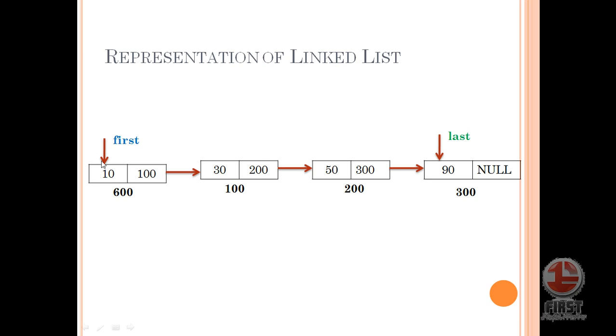Here we maintain basically two pointers. One is called as first, which will be pointing to the first node, and another is called as last, which will be pointing to the last node in the linked list. Since this is the last node and we do not have any other nodes in the linked list, thus link field of last node will always contain pointer null.